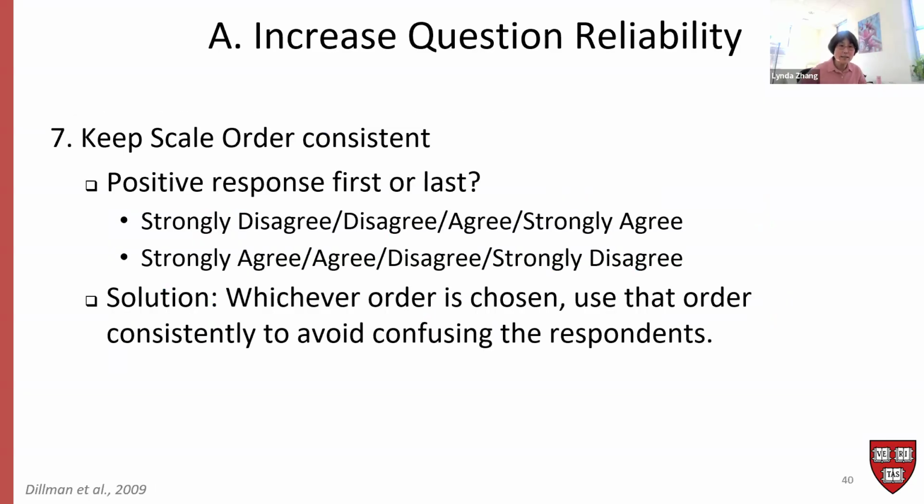And lastly, about the scales, if you have a Likert scale, like going from strongly disagree to disagree, or the other way around, which do you want, positive response first or positive response last? Reviewing the research on the scale order, I haven't found an absolute answer to whichever way is better, but whichever order you choose, use that order consistently to avoid confusing the respondents. Sometimes respondents don't even look at the scales once they see it. That would result in errors in your survey data.